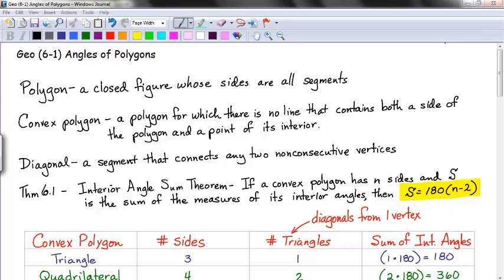Then the author defines a diagonal. A diagonal is a segment that connects any two non-consecutive vertices.